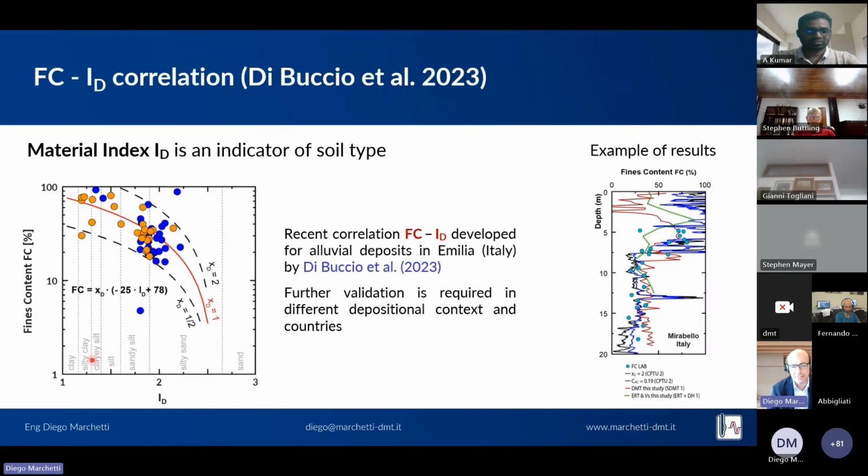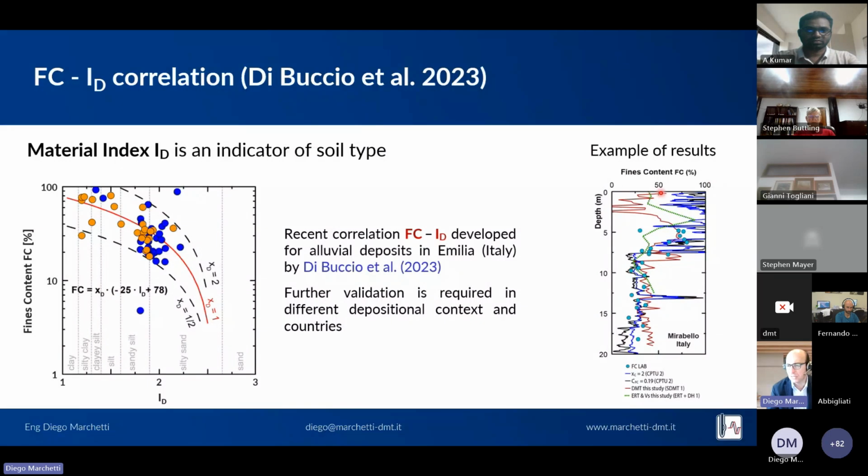And in the alluvial deposit in Emilia, the points were plotted of the fines content from laboratory and the ID from the DMT test, and Di Buccio et al. published and proposed this curve according to xd equals 1, and with two upper and lower bounds of xd equals 2 and xd equals 1/2 for delimiting the uncertainty.